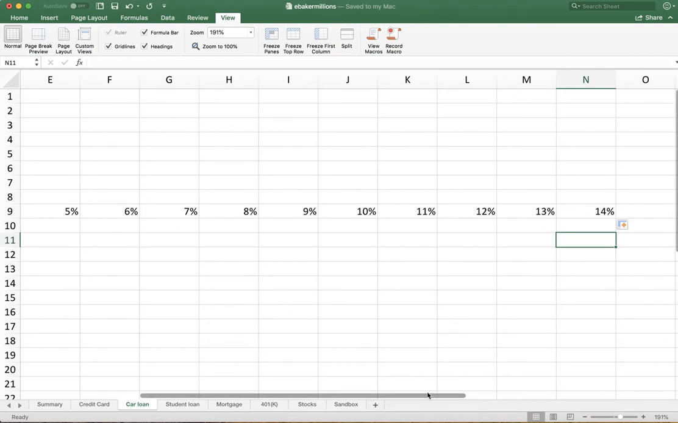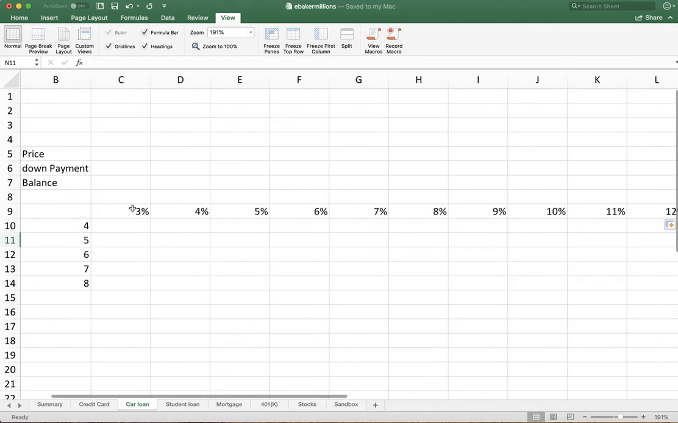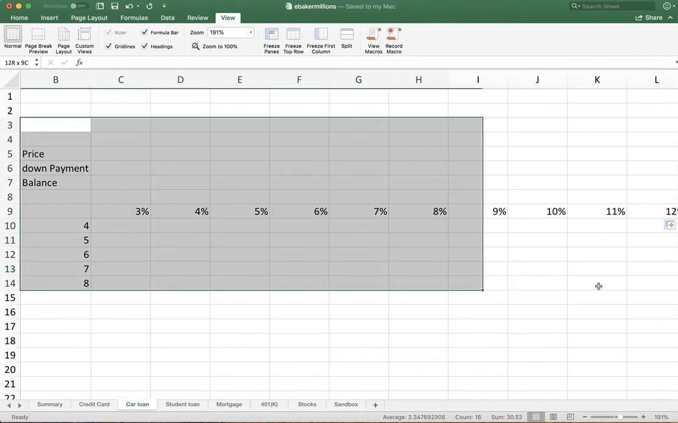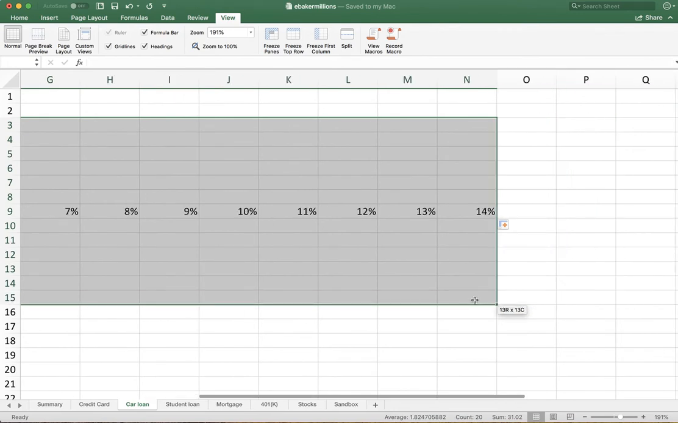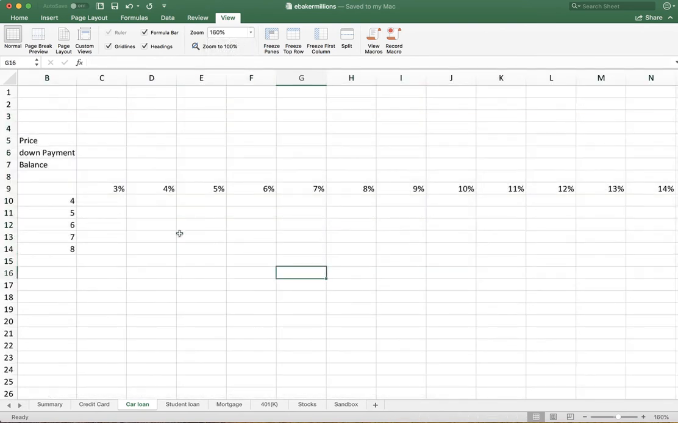That's good. All right. So now I'm going to zoom out a little bit just so I can see what we got here, so we can see everything. All right. So there's all my table now. So let's say the price of the car is $25,367.45. That's the price of the car.